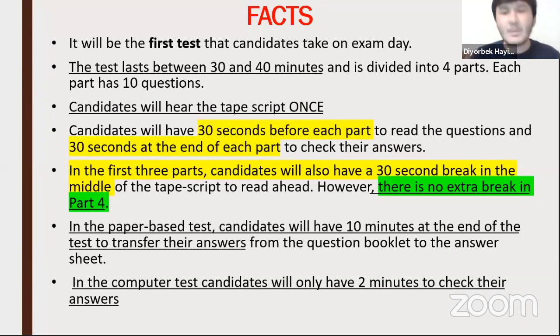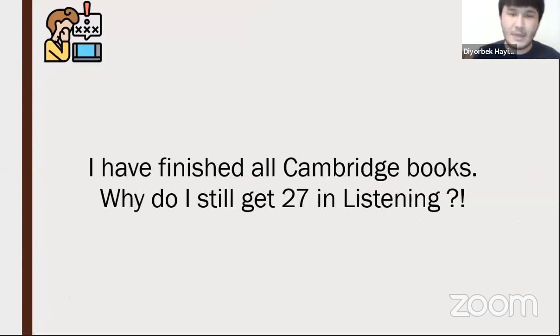All right, today I'm going to address the most common problem. Students come to me, and probably to other tutors, with the same problem. They say, I've finished all Cambridge books, but I'm still getting 27 in listening. I think this is the most common scenario I encounter with students. They say, I've completed all Cambridge books, why am I still getting 27 in listening?